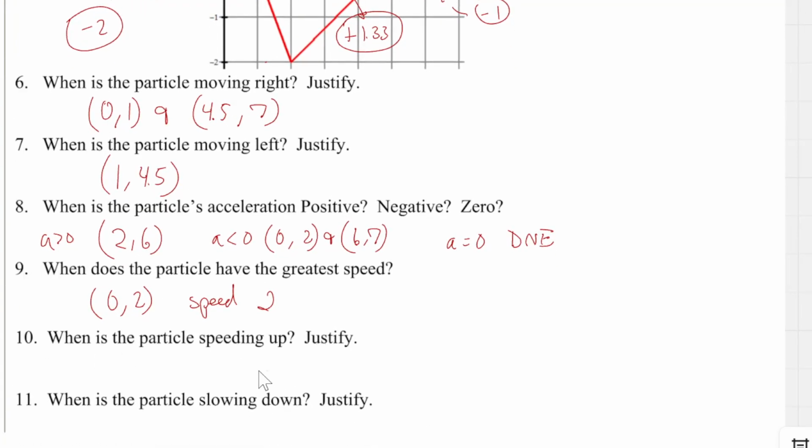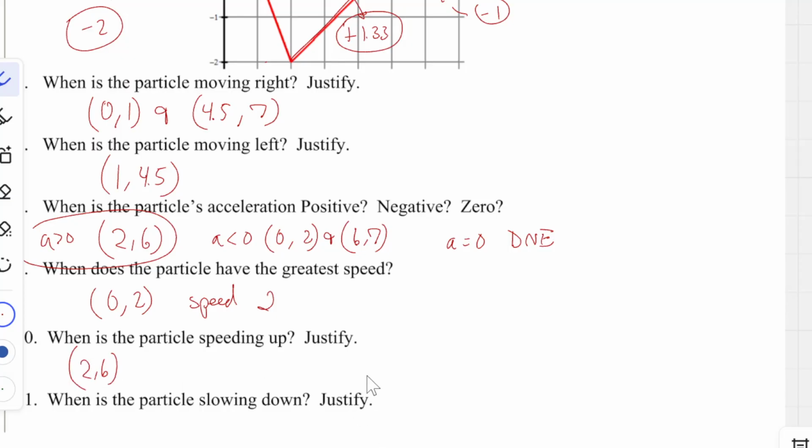When is it speeding up? That's when the acceleration and the velocity have the same sign. So let's see. Acceleration is positive from 2 to 6. And the velocity is also positive from 2 to 6. So from 2 to 6. Should look at this one. Oh no, I'm screwing this up. All right. I'm going to go in this region.